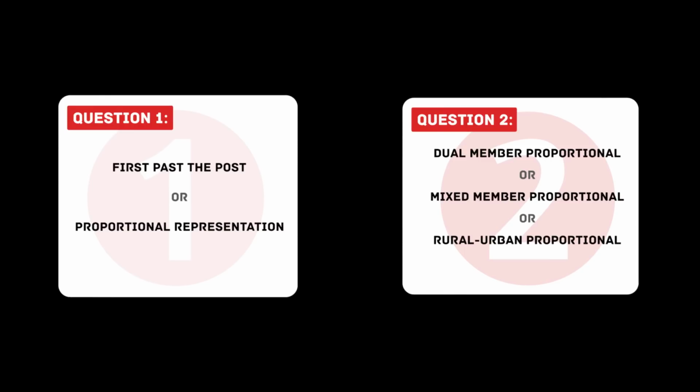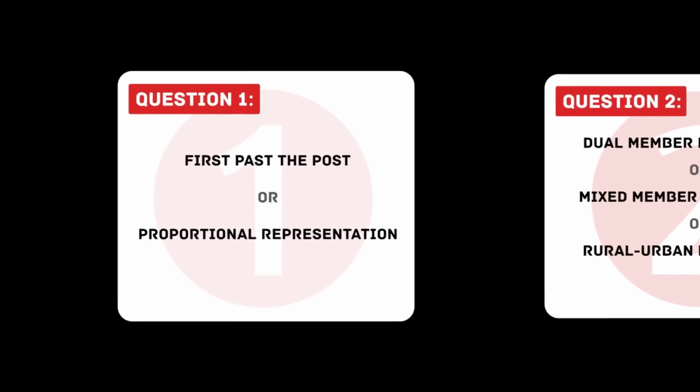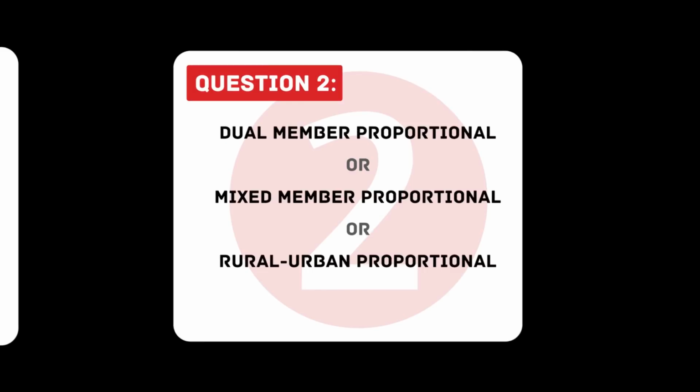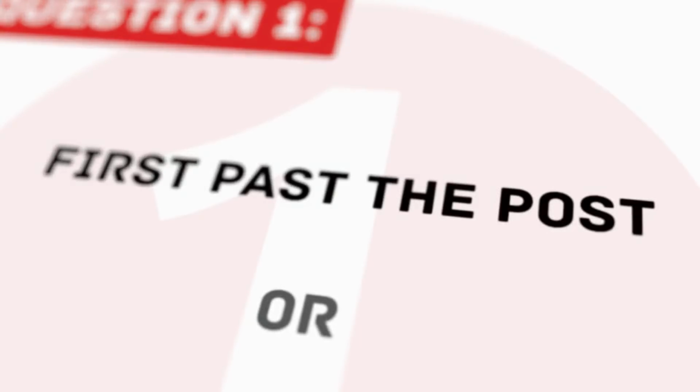The referendum is about two questions. The first question asks if we want to keep the first-past-the-post voting system or switch to a system of proportional representation. The second question asks which proportional system we'd prefer. We'll cover all the options. Let's start with our current voting system, first-past-the-post.